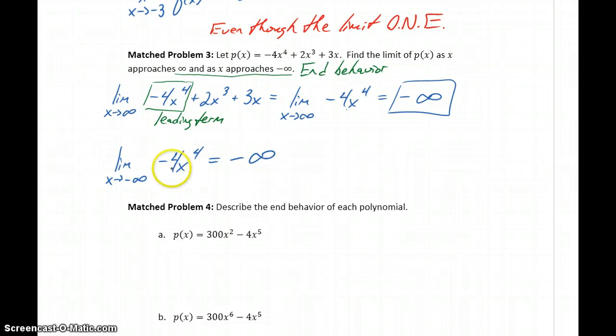So you could also see this type of behavior if you plugged negative 4x to the fourth into your graphing calculator. But again, we run into some of those issues with your viewing window being incorrect if you don't get the full picture. It's a little bit better for these types of problems to just think through what's happening. We're taking a really large positive number, multiplying it by a negative number, so we're getting closer and closer and closer to negative infinity.